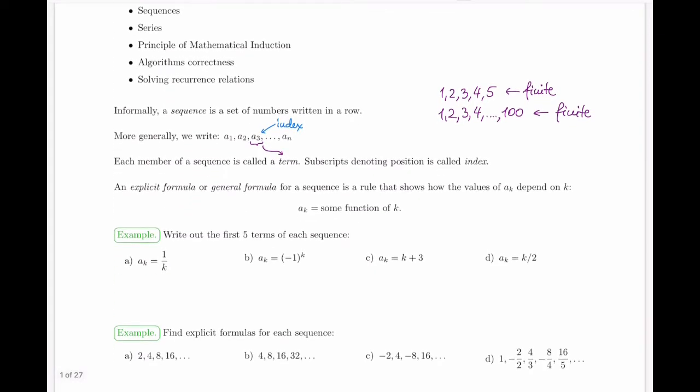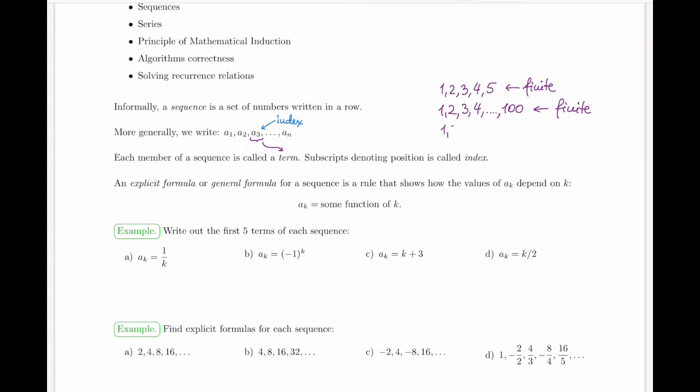Infinite sequences are the ones that go on forever. So for example, 1, 2, 3, 4, ... with no last term, indicating that this pattern will go on forever. Now you do have to be careful in not abusing the notation and only using it after you've provided sufficient terms to indicate what the actual pattern is.